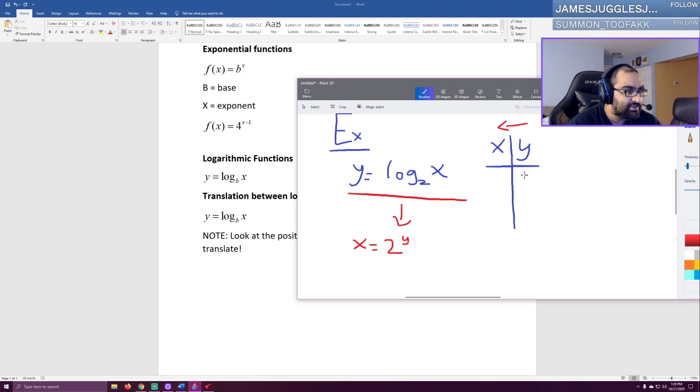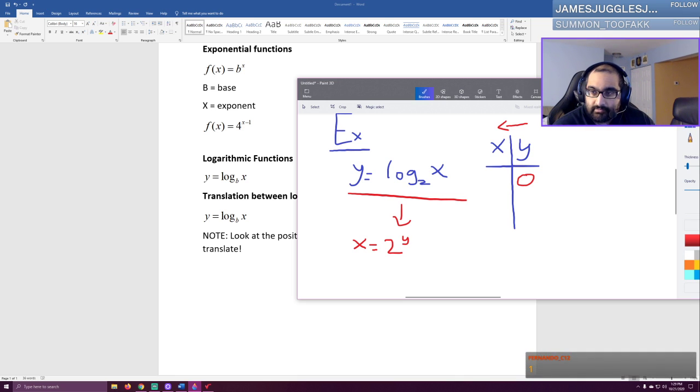So let's pick 0 for y. Again, we're just going right to left this time. If we pick 0 for y, what do we get here? So if I pick 0 for y, what's x? 1. Okay, good. That's right.